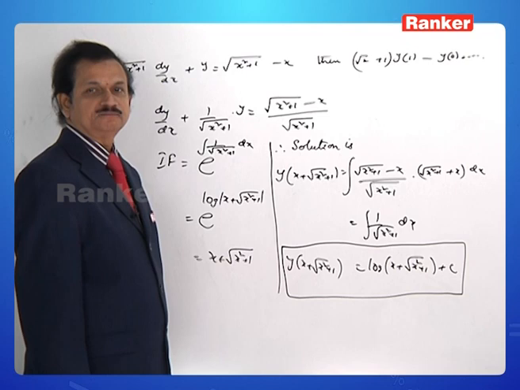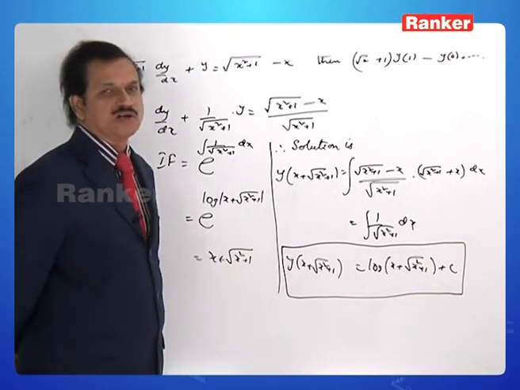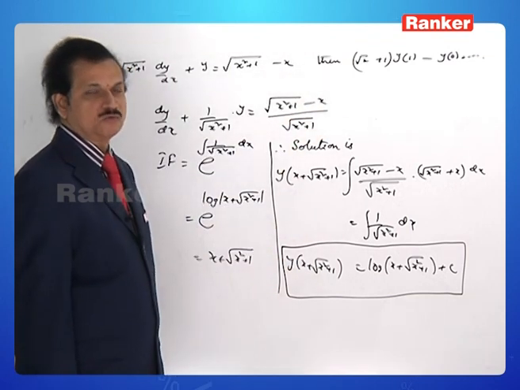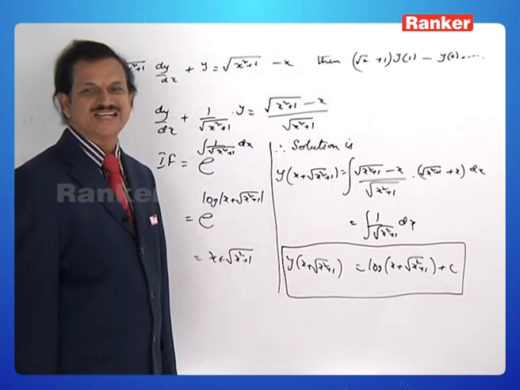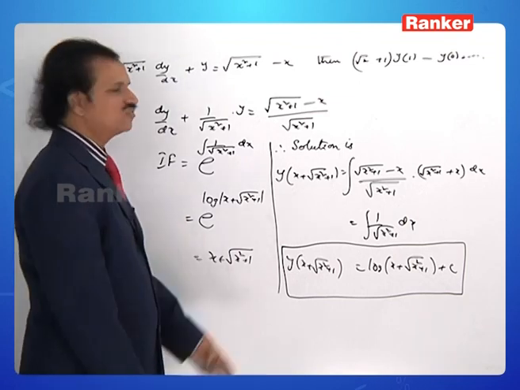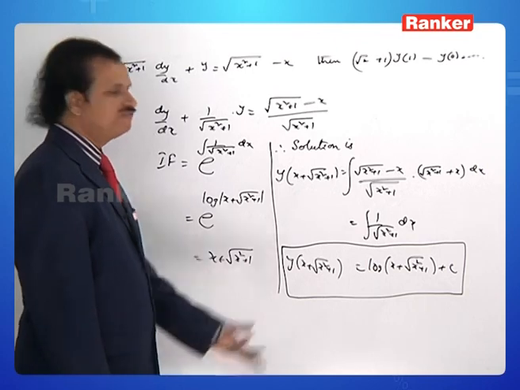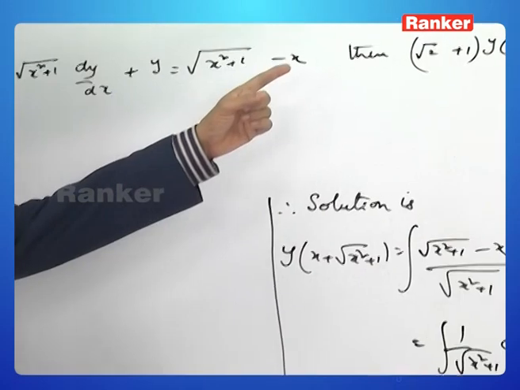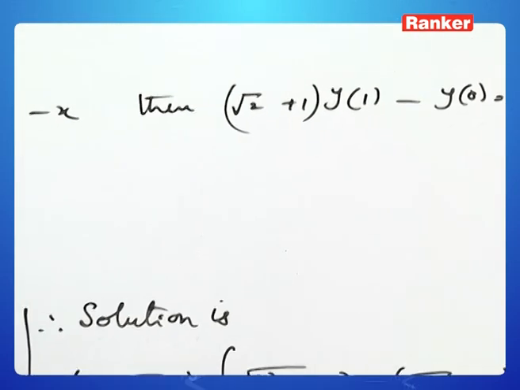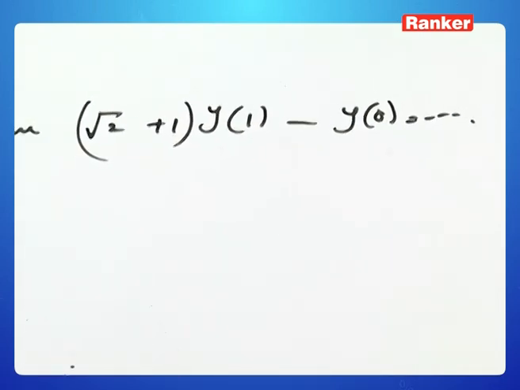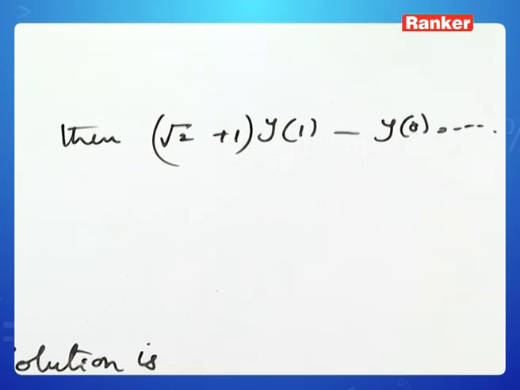Well, just to have the general solution is not enough for us. We are to find (root 2 plus 1) into y at 1 minus y at 0. That is the actual needful item which we are now going to do. The solution is before us. First of all, what is y at 1? You find it.